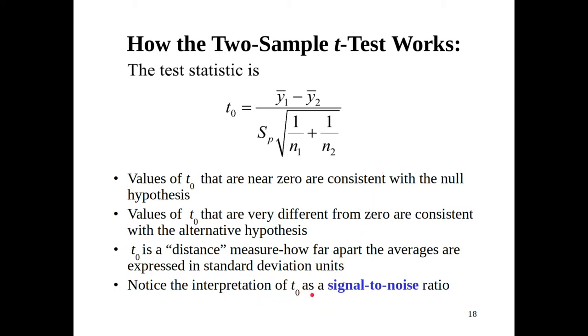Another way to look at it is, this is our signal, right? The difference between mu1 and mu2 is the signal, and this is the noise, the standard deviation. So it is kind of a signal to noise ratio.